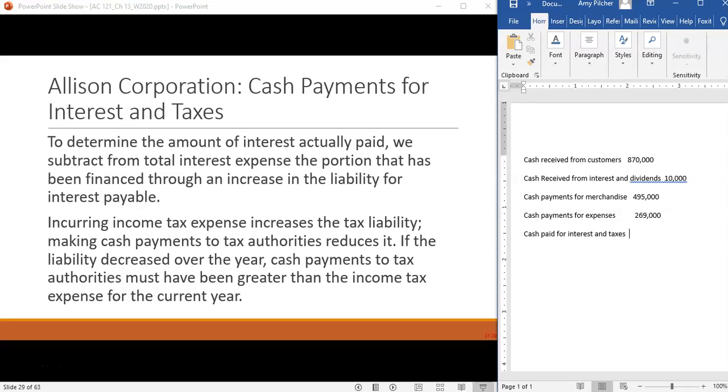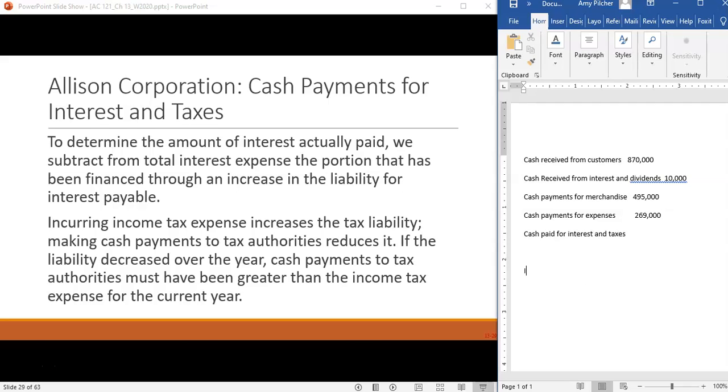So if we look at our income statement, back to the slide that has the income statement and the balance sheet, we see that we have interest expenses of $35,000. We also have an increase in interest payable of $7,000. We're going to subtract that increase from our interest expense. So we have $35,000 less an increase in the related liability, which is the interest payable. And that says that we paid out $28,000 in interest in cash. We're also going to look at our income tax expense. We have $36,000 in income tax expense. We also have a $2,000 decrease in income tax payable.